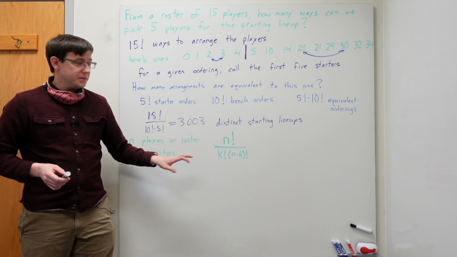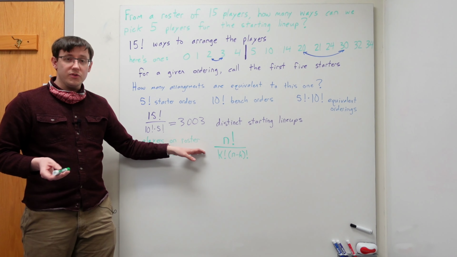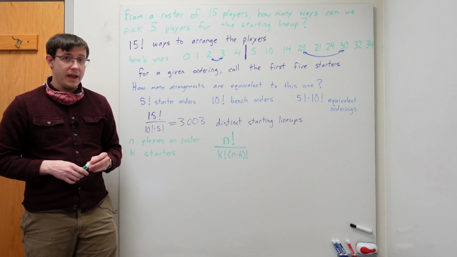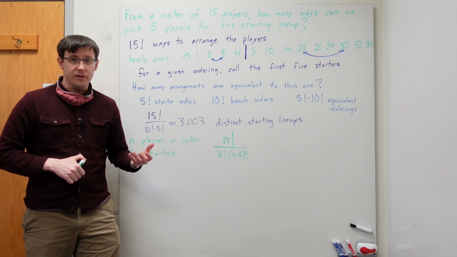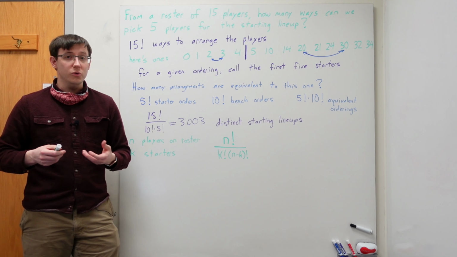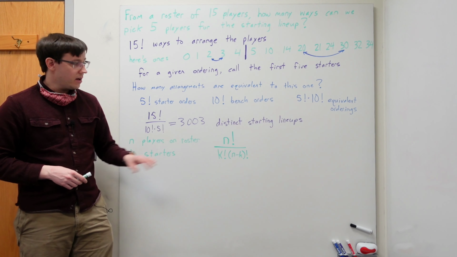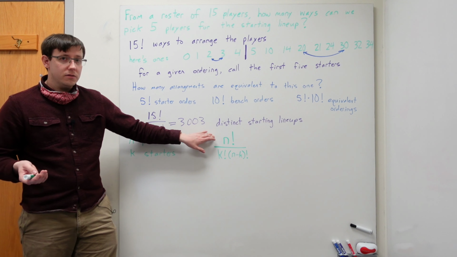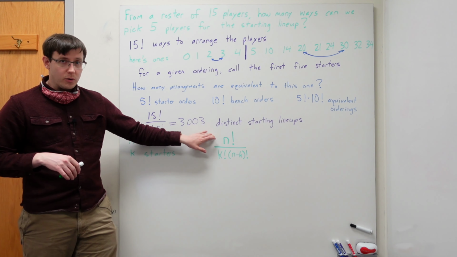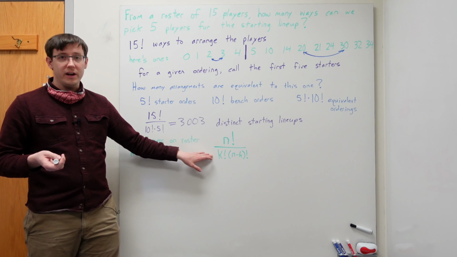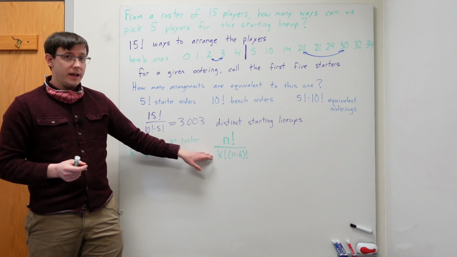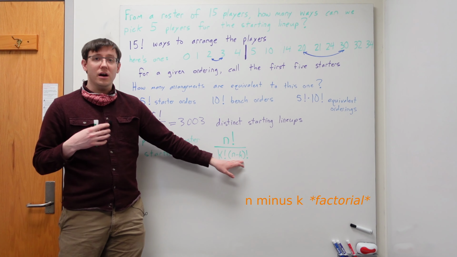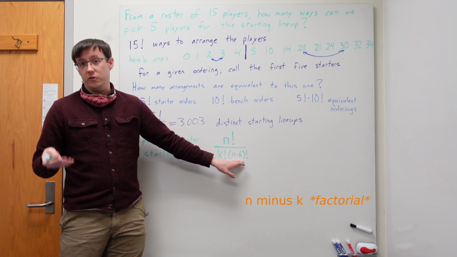And obviously there was nothing special about sports teams here. If we have a set of n options from which we want to choose k of them, then we would have n factorial total arrangements of all the options, and we would divide out the k factorial arrangements of the things we chose and the n minus k factorial arrangements of the things we didn't choose.